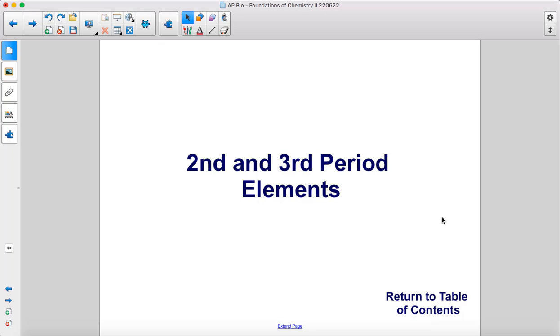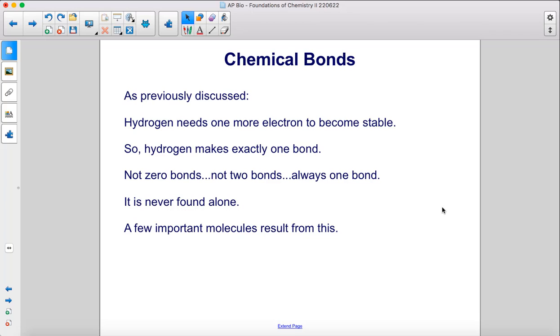Second and third period elements. As previously discussed, hydrogen needs one more electron to become stable, so hydrogen makes exactly one bond. Not 0 bonds, not 2 bonds, always one bond. It is never found alone. A few important molecules result from this.